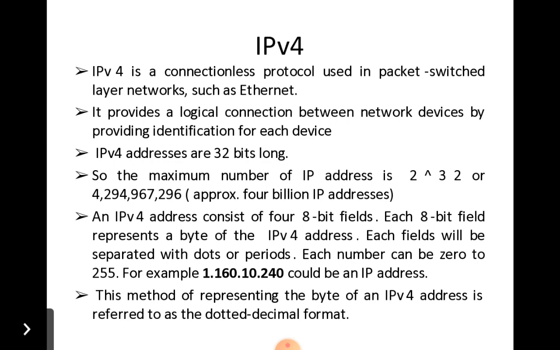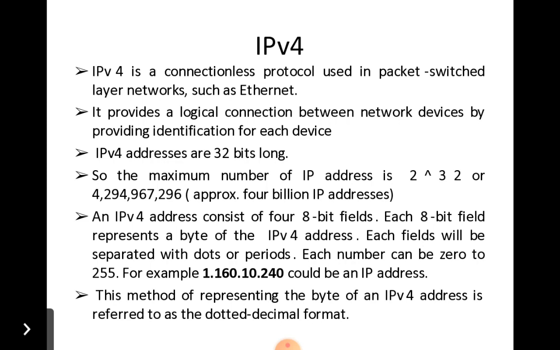An IPv4 address consists of 4 8-bit fields. Each 8-bit field represents a byte of the IPv4 address. Each field will be separated with dots, or we can say periods. Each number can be 0 to 255 in range.